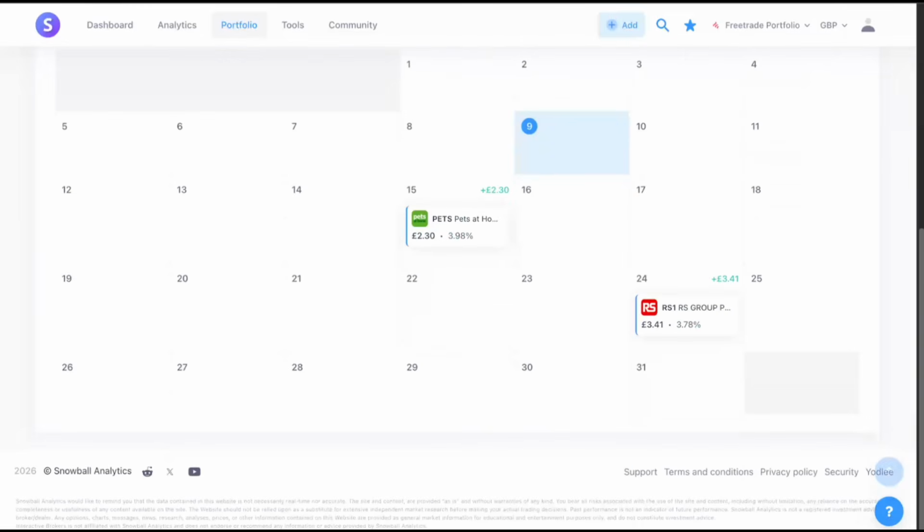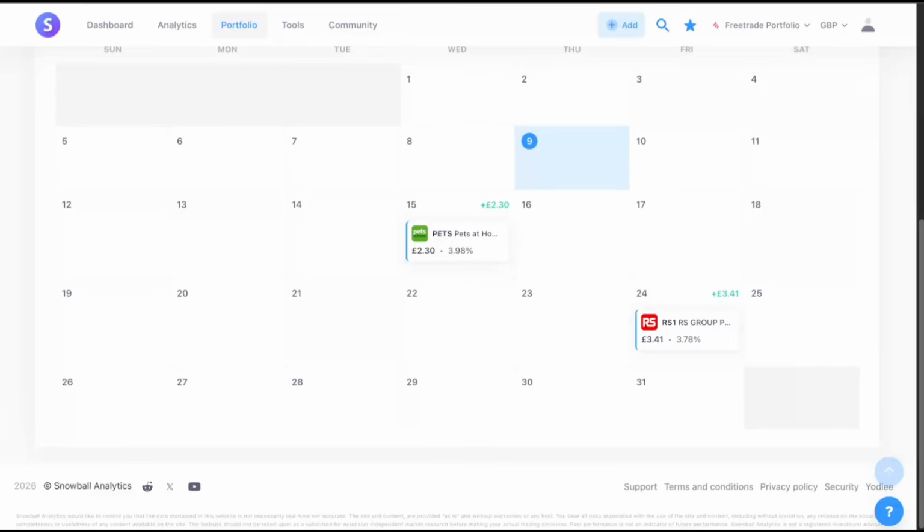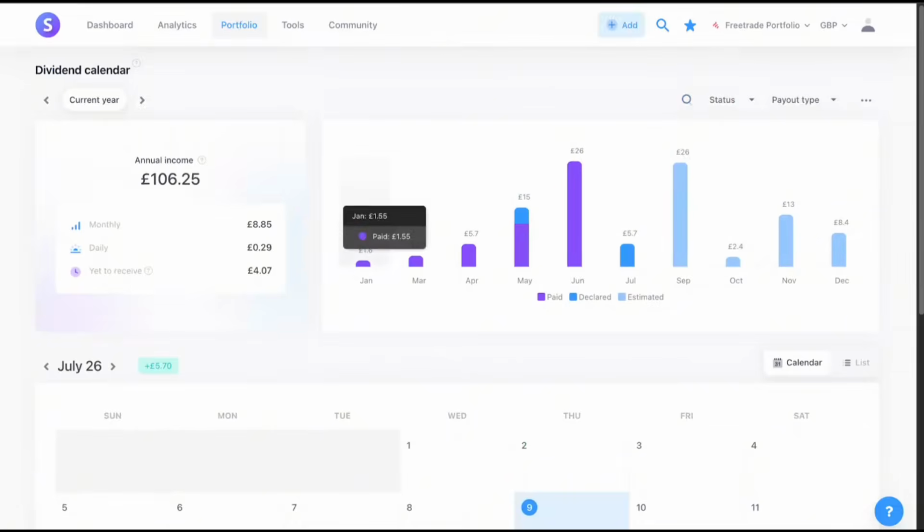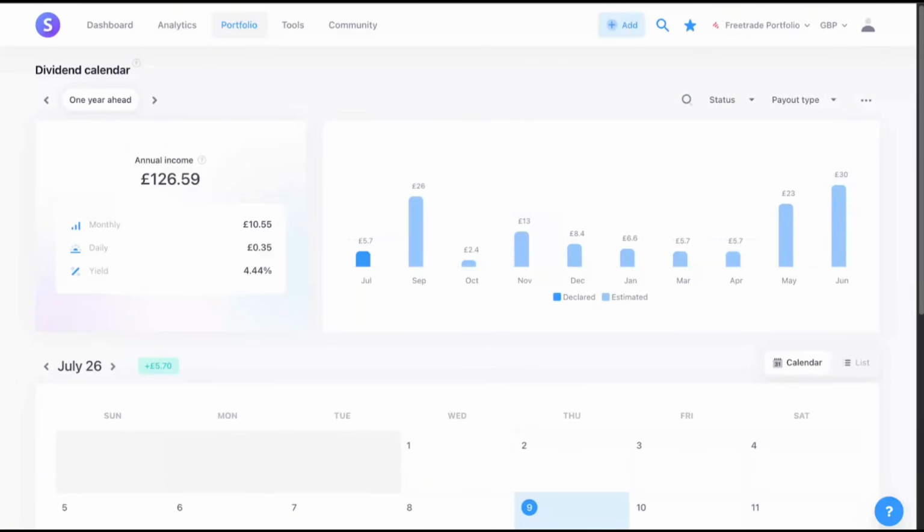Looking ahead to July, I'm going to receive 2 payments this month, and they are coming in from Pets at Home for £2.30 and RS1 Group for £3.41. And when we look at my dividend income over the next year, I'm now going to be receiving an average of over £10 on a monthly basis.